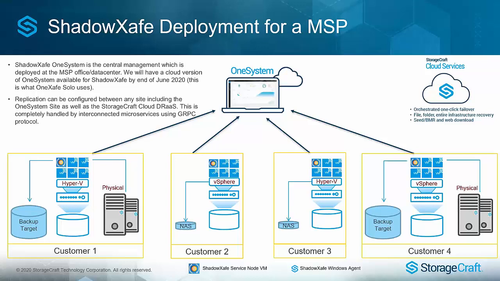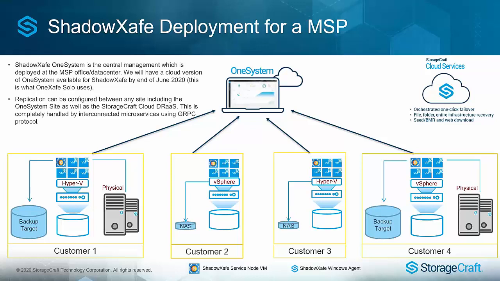Now, the service node itself is completely controlled from the OneSystem, so the OneSystem will be assigning it the work it needs to do, and that's where all the configuration is done from. So we need at least one service node at each site. If a customer has multiple VMware hosts, in that scenario, there may be benefits to installing additional service nodes to assist in the hot add transport mode for VMware.